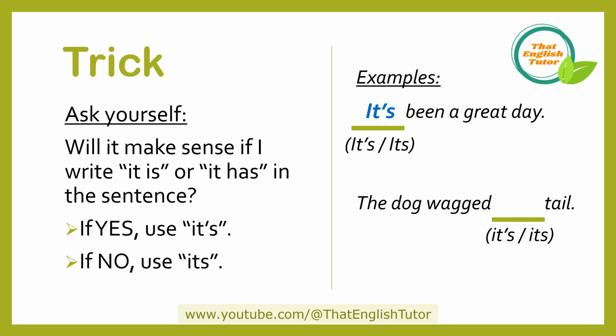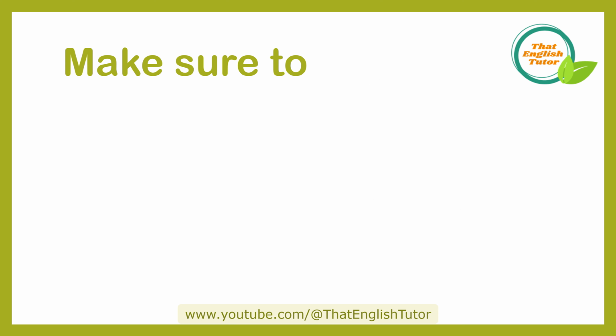The dog wagged its tail. Ask yourself again, will this sentence make sense if I write either it is or it has here? The dog wagged it is tail. That doesn't make any sense. The dog wagged it has tail. Again, that makes no sense. Hence, the correct version to use here is the one without an apostrophe.